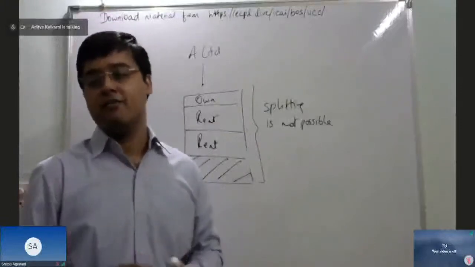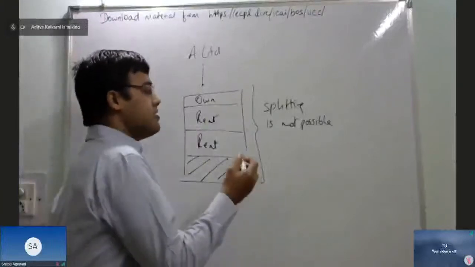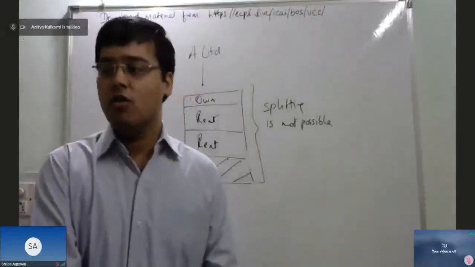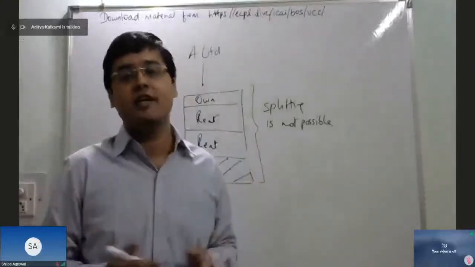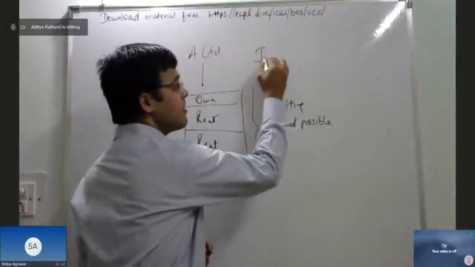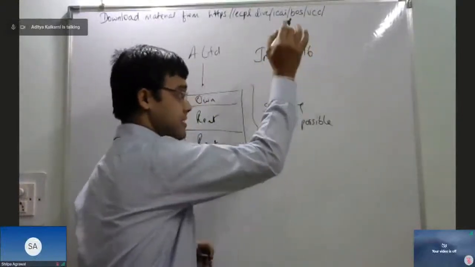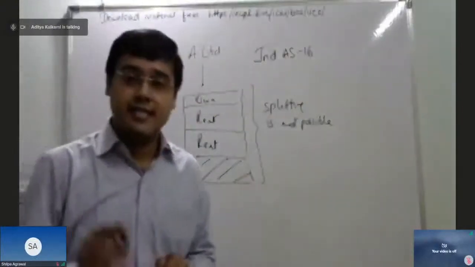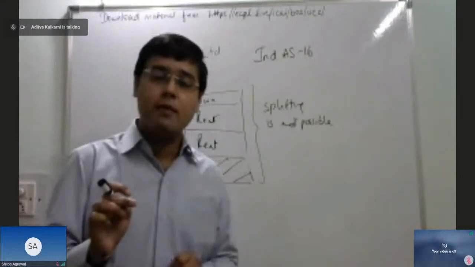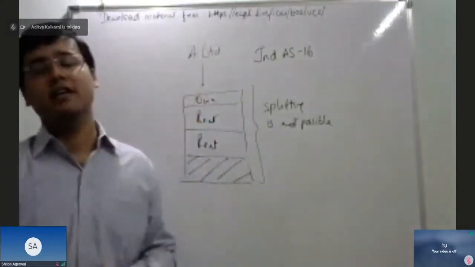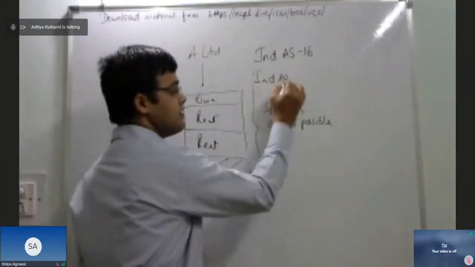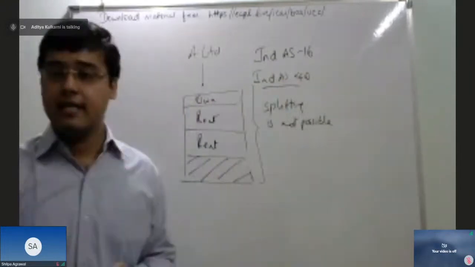At that point of time, you have to see what is the owner occupied portion. If the owner occupied portion is significant, it would be covered under Ind AS 16. If the owner occupied portion is insignificant, it would be under Ind AS 40.